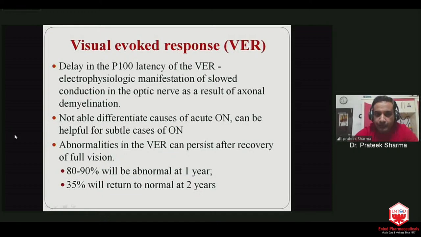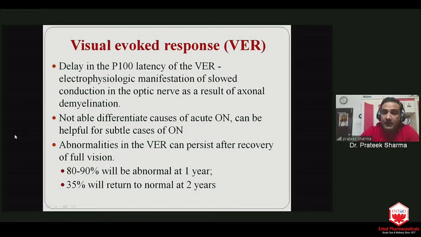VEP is a very important tool. Although it's not confirmatory and is not able to differentiate between different causes of neuritis, it can be very helpful in subtle cases and when we are suspecting malingering. What we find is a delay in the P100 latency, which is actually a manifestation of slow conduction and a kind of axonal demyelination in the optic nerve.